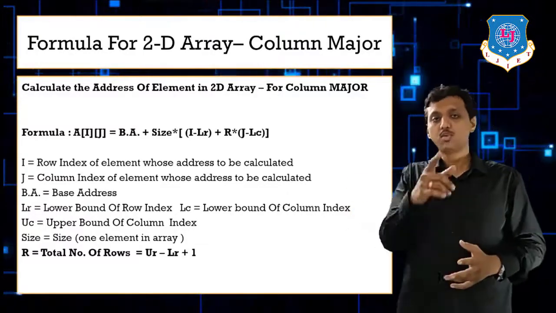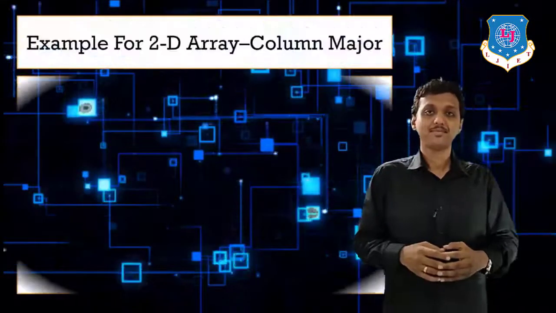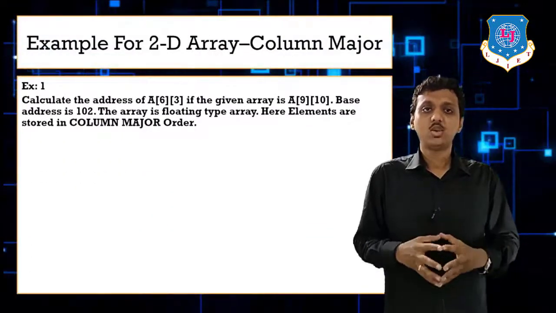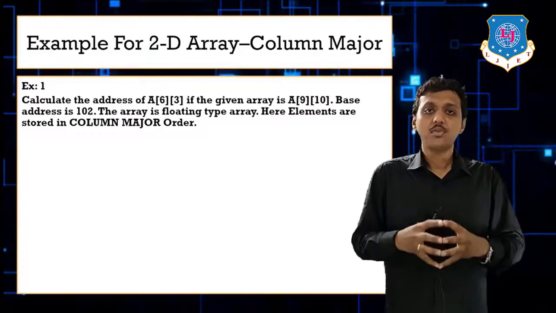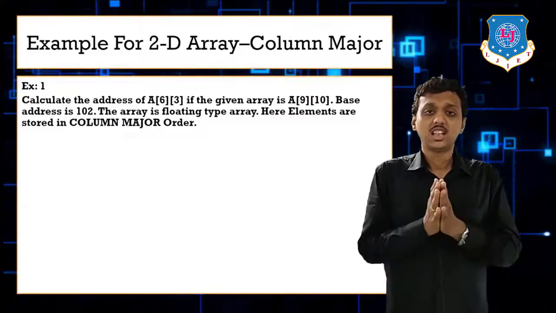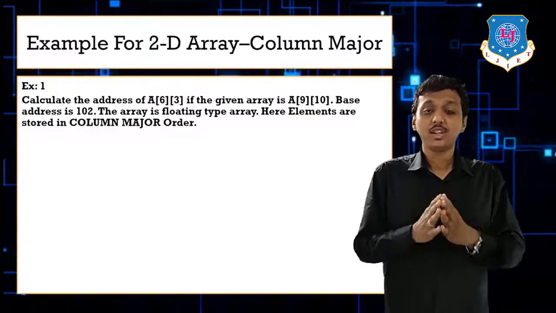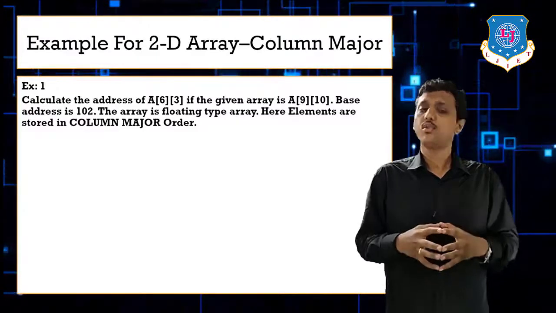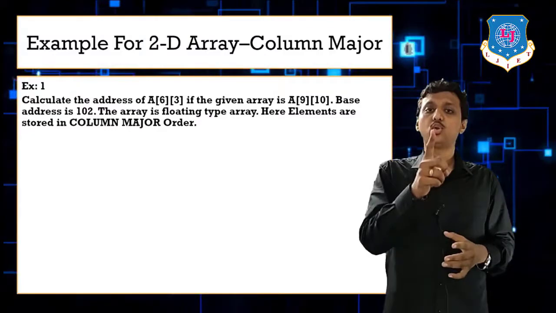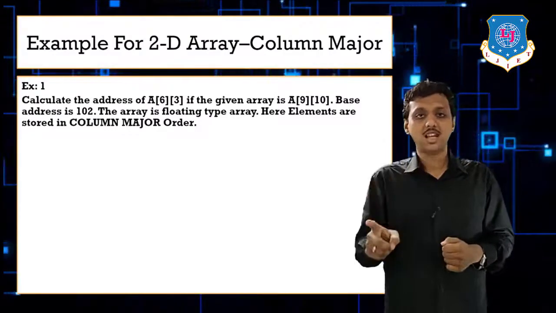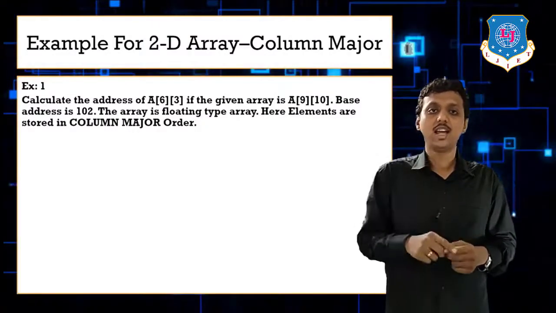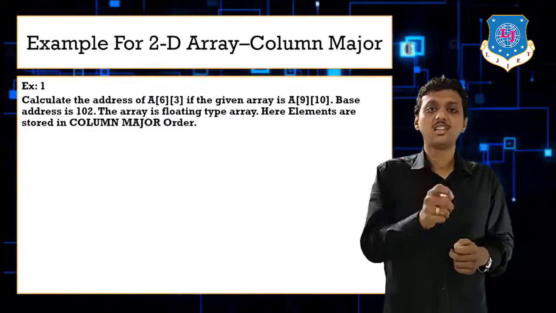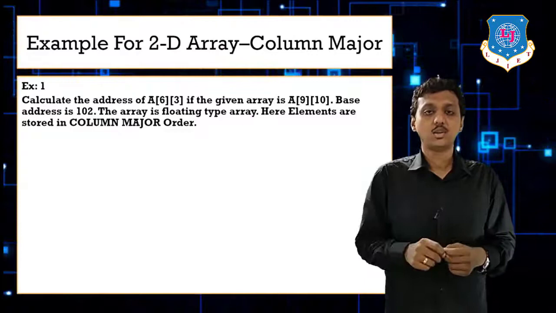Now, let's move forward to the example. Example for 2D array column major: calculate the address of A of 6, 3. The given array is A of 9, 10. So students, here the array is already given. That means the total number of rows is 9 and the total number of columns is 10. R and C are already there. Then we need to calculate the address of 6 and 3. I is equal to 6 and J is equal to 3.